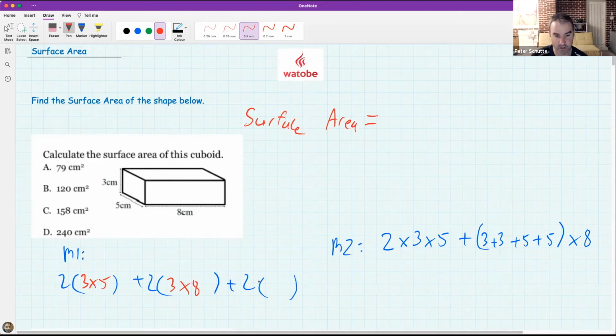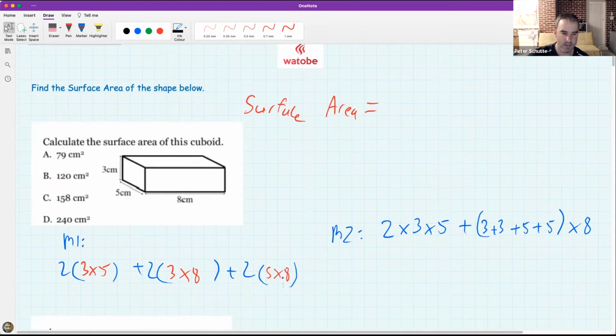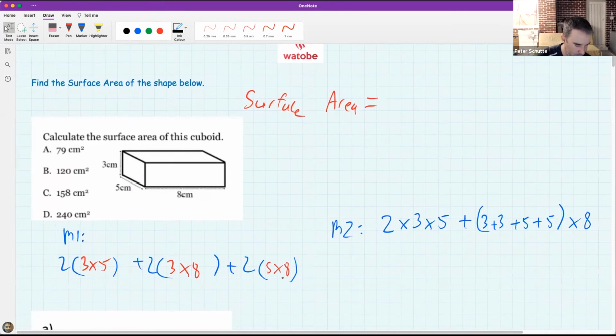I just want to make sure the answers are the same for both methods, and then we'll have a look at that. And then 3 times 8, and then 8 times 3, and then this one will be 5 times 8. Let's just see I get the same answer. So 2 times 15 plus 24 plus 2 times 40. Okay, the good news is both methods give us 158 centimeters squared.